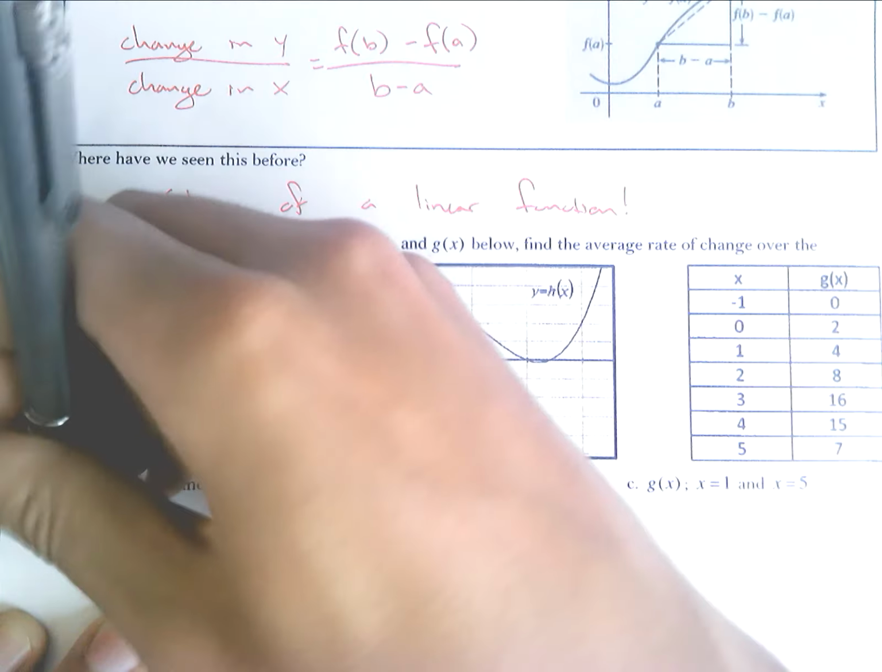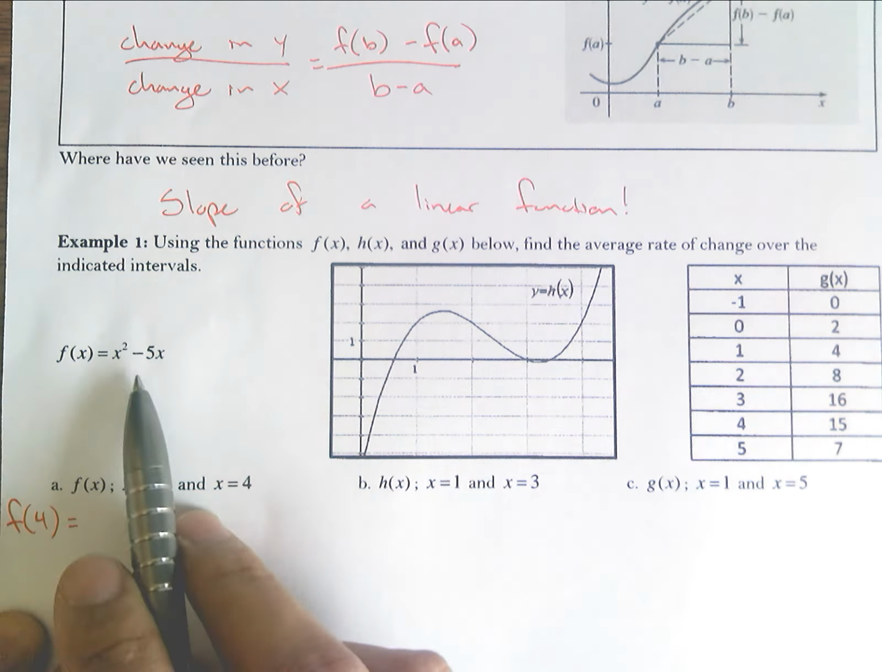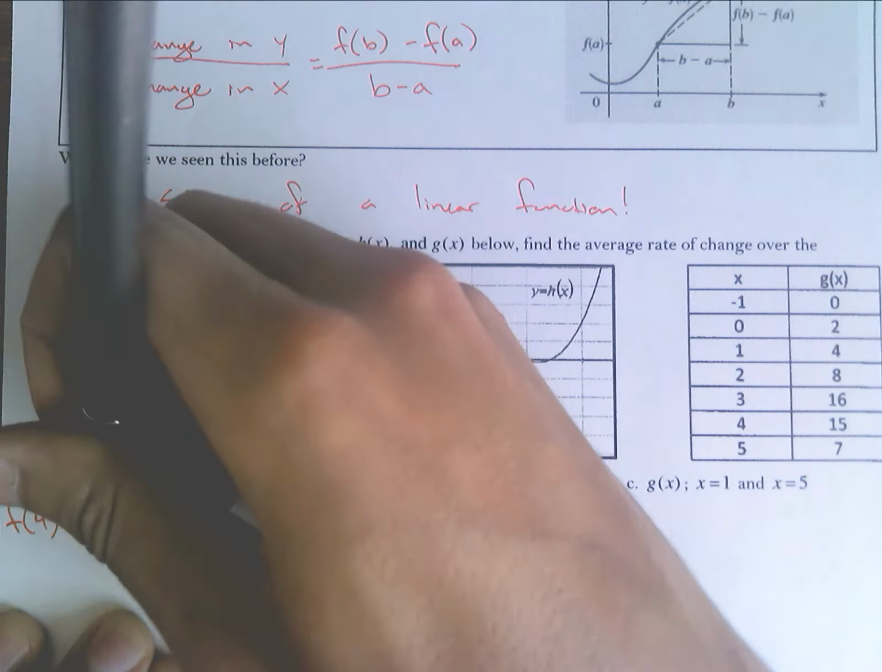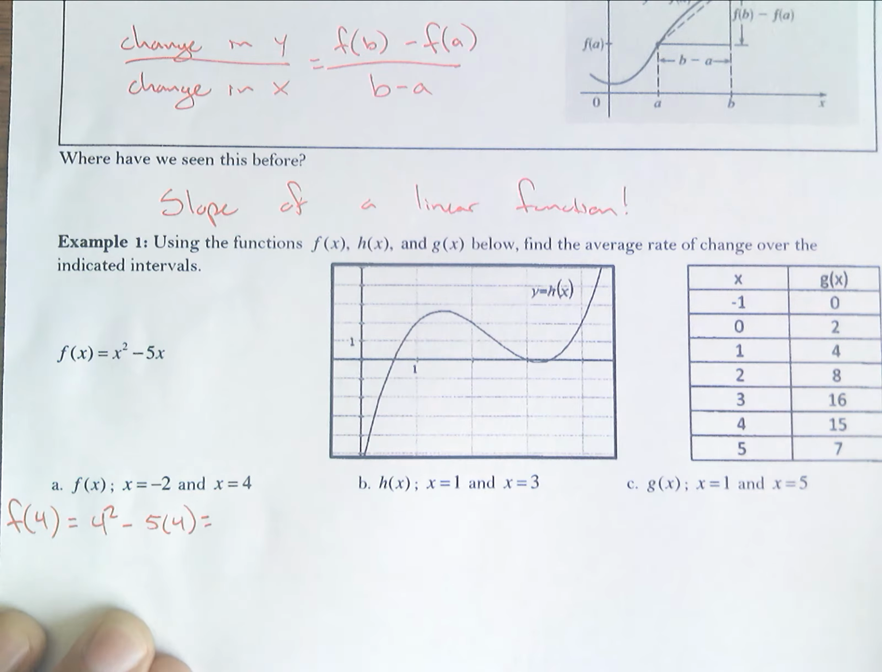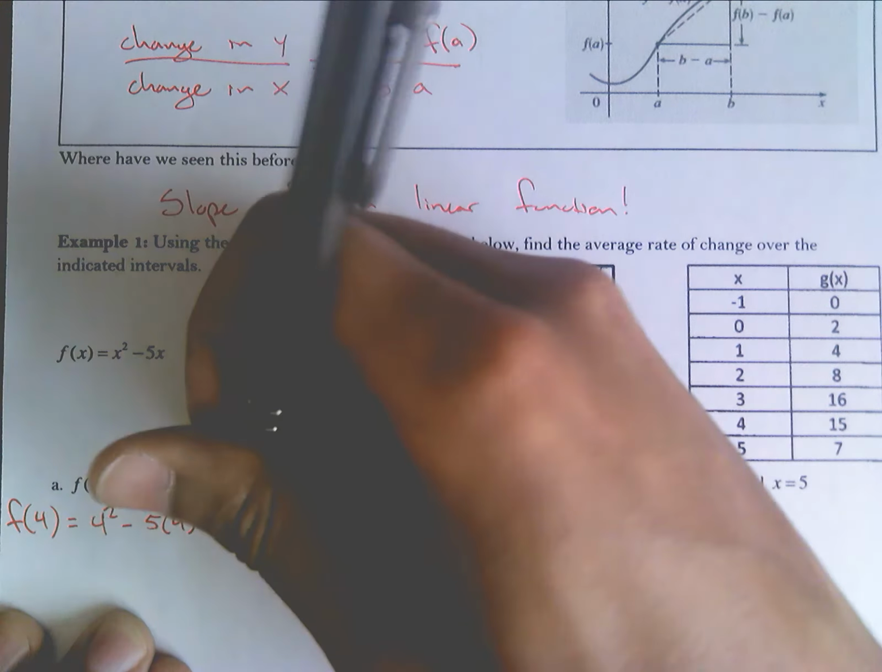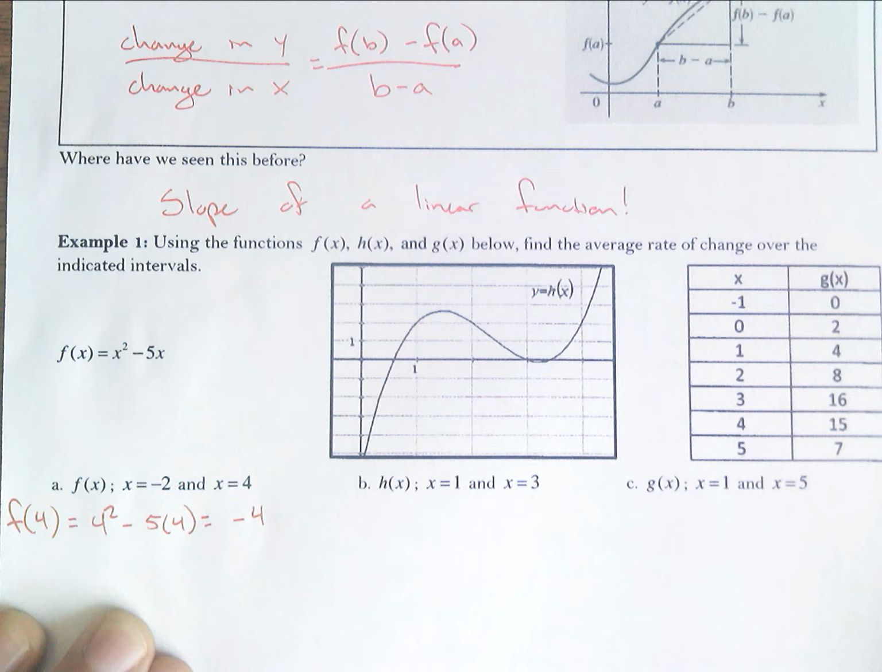Well, f of 4, take a look back at the function f. We have x squared minus 5x, so we have 4 squared minus 5 times 4. Well, 4 squared is 16, minus 5 times 4 is 20, so 16 minus 20 gives us negative 4. So that's f of b.